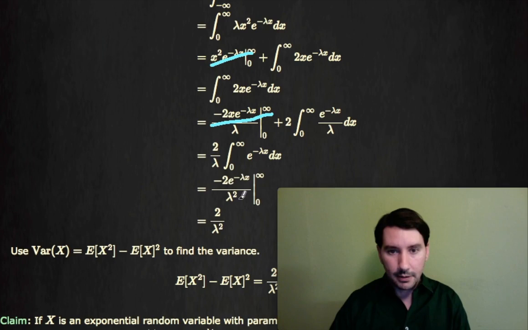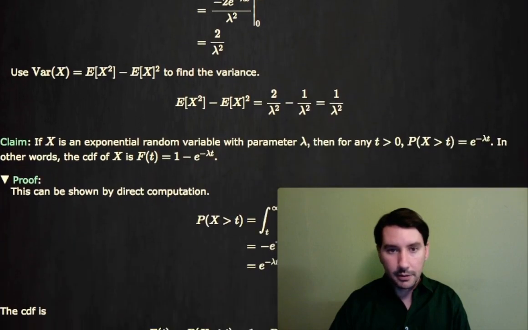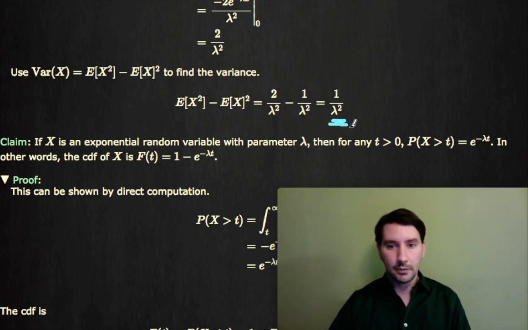As x goes to infinity, you get 0, so you get a positive 2 over lambda squared, since whenever we plug in 0, this is just 1. So you get 2 over lambda squared. Now using the formula E of x squared minus E of x quantity squared, we get 2 over lambda squared minus 1 over lambda squared, since that's the expected value of x squared. And when you subtract those, you get 1 over lambda squared. So the variance is 1 over lambda squared. The mean is just 1 over lambda.